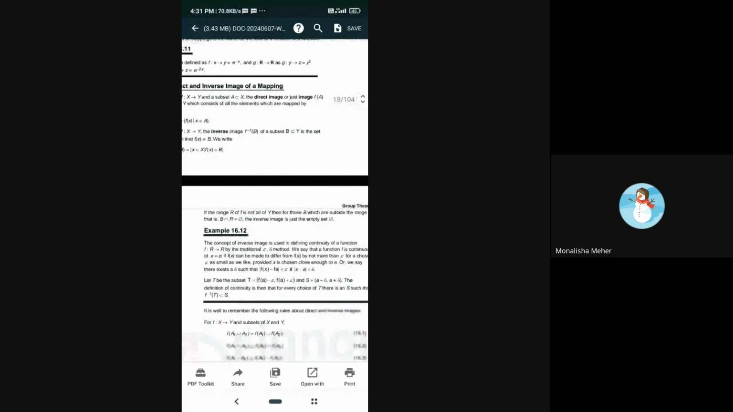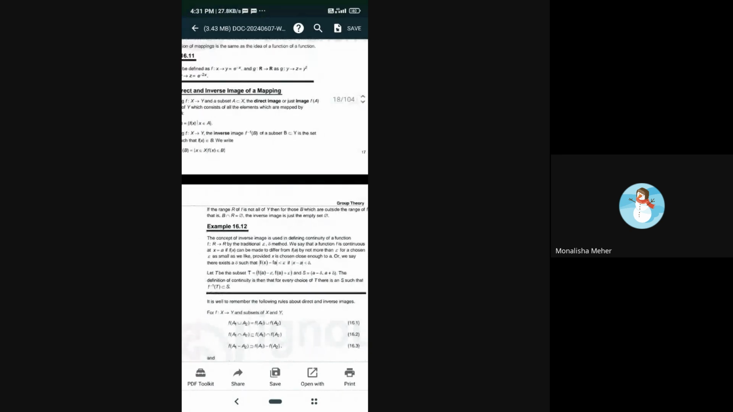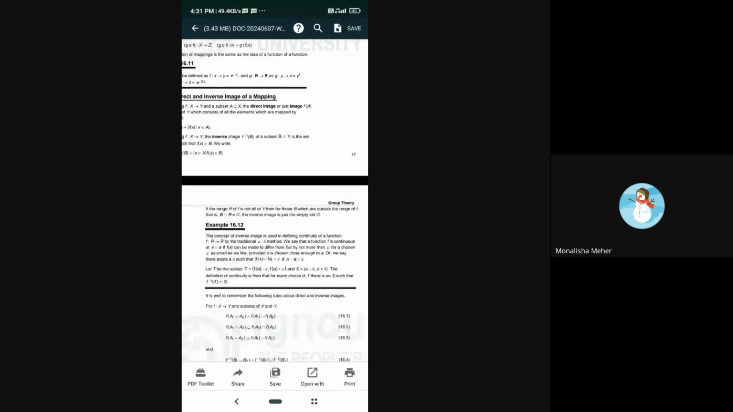If the range R of f is not all of Y, then for those B which are outside the range of f, that is, B intersection R is a phi set, the inverse image is just the empty set phi.